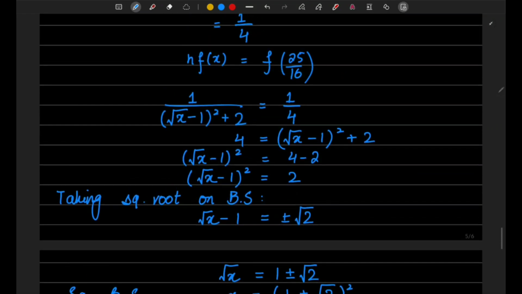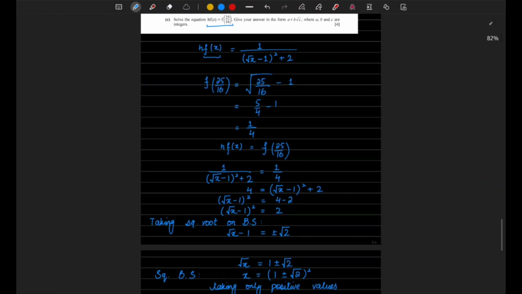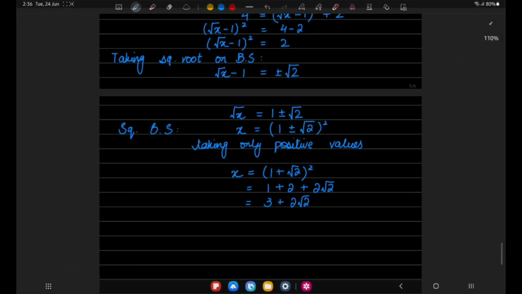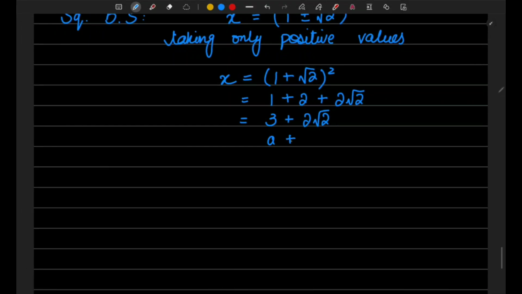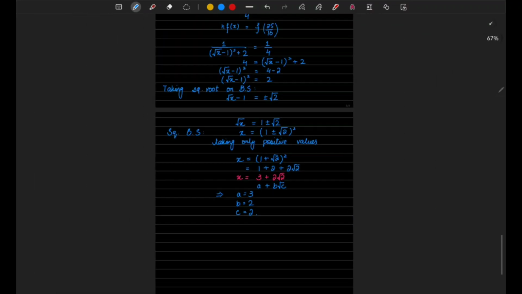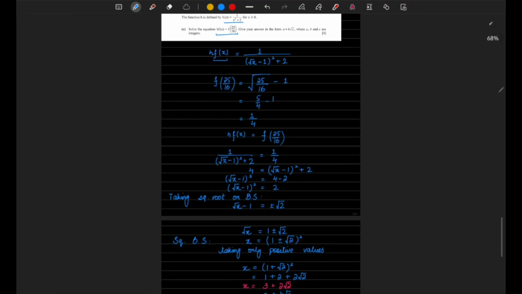Okay, so this is what they have asked us in the first place, to give the answer in the form a plus b root c. So a plus b root c, we need this answer. So this implies a equals 3, b equals 2, and c equals also 2. So this is your final answer for your part C.